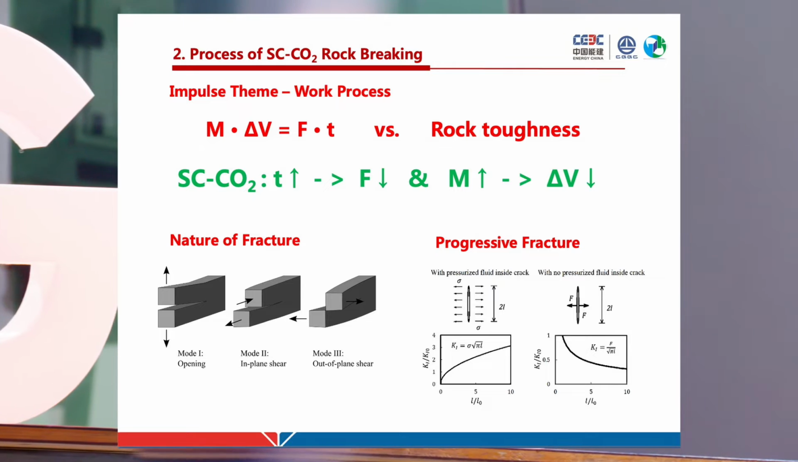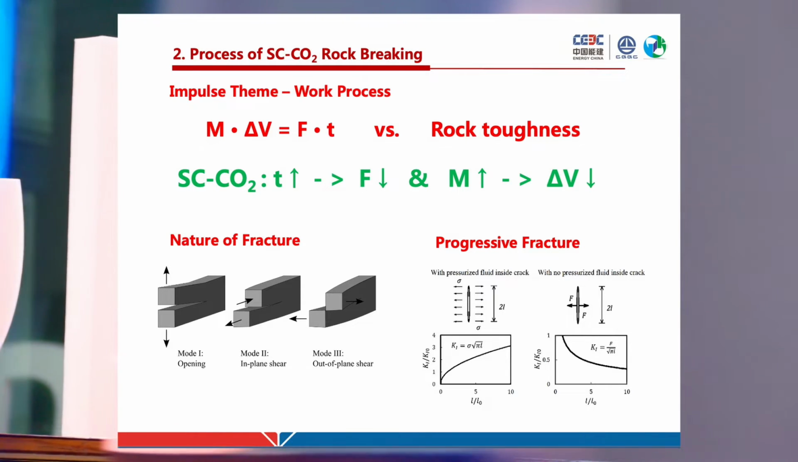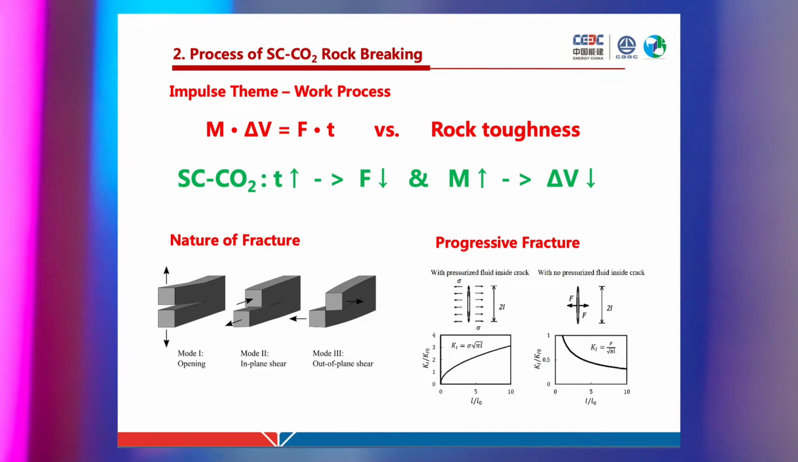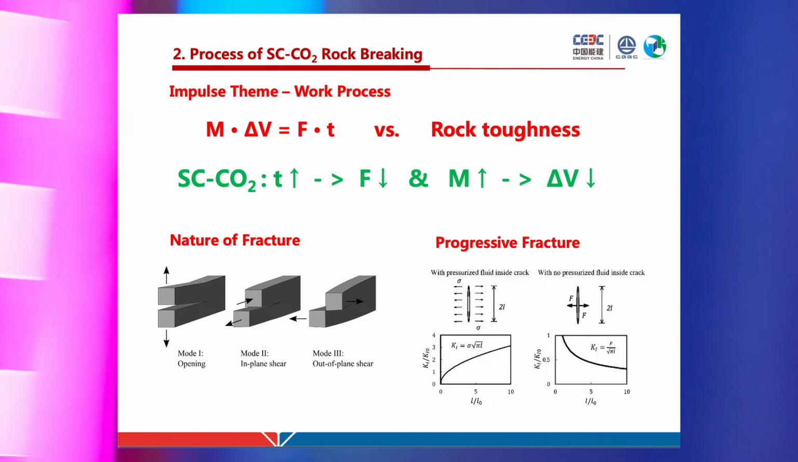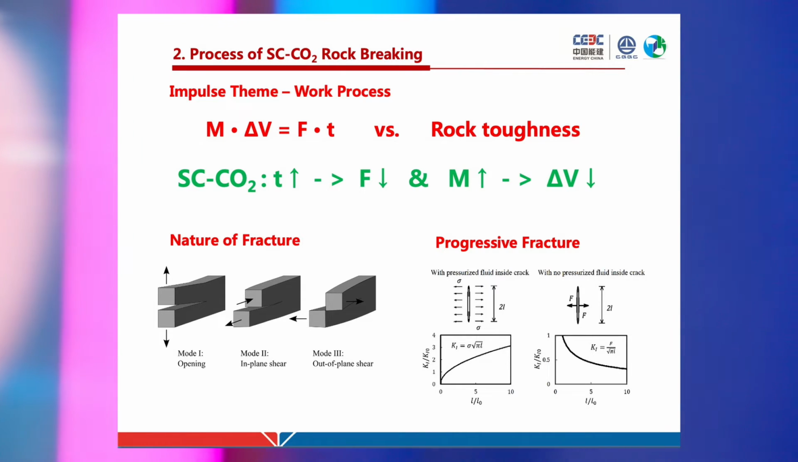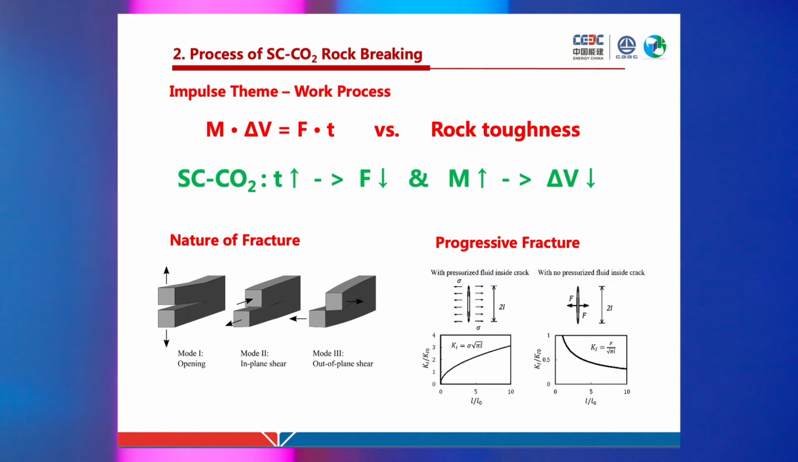And on the other side, when we use SiCO2 fracturing, we only need to conquer the tensile strength of the rock, which is much smaller than the compressive strength. Then we have a lower F, and we can exert the impulse over a longer time. So the fracturing process happens over a longer time and with a smaller change of velocity, and that is actually a more gentle process of fracturing than conventional blasting.